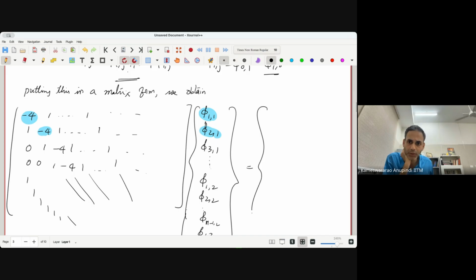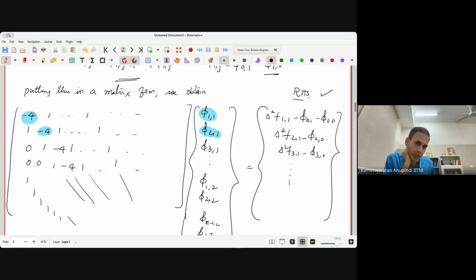And then on the right hand side, what you see is that you get del square f1,1 minus phi 0,1 minus phi 1,0. And then for other points, only if it is 2,1, we're going to get del square 2f1 minus, there will be only one boundary, right? Only for the corner point you have 2 points. For everybody else, it's going to be only 1. So this is going to be phi 2,0, del square f3,1 minus phi 3,0, and so on.